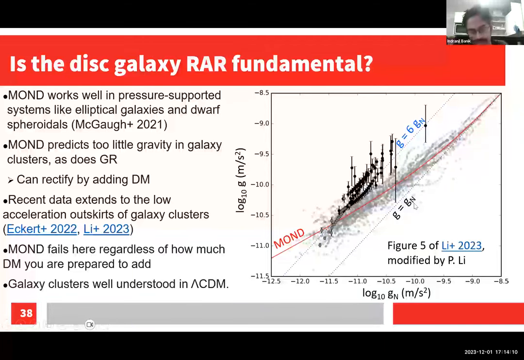I'll take questions in only a little while. So that's the galaxy cluster RAR.